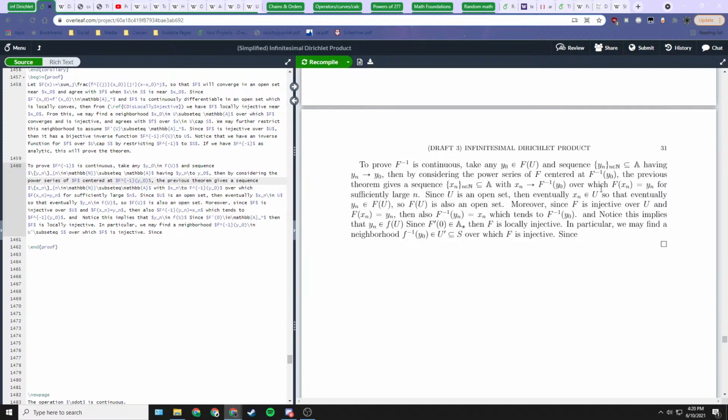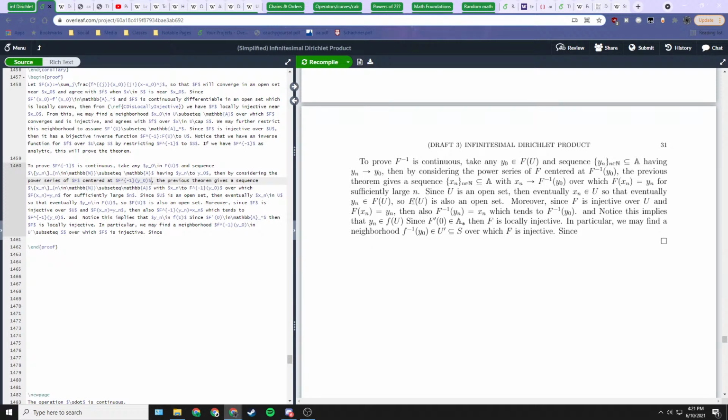Since U is an open set and xn tends to this point f inverse of y0, which is in U, then eventually xn is in U, so that eventually yn is in f of U, the image. So f of U is also an open set. Since f is injective over U, and f of xn is yn, then f inverse of yn is xn, which tends to f inverse of y0, and this proves that f inverse is continuous. Nice. Okay, so it's continuous.